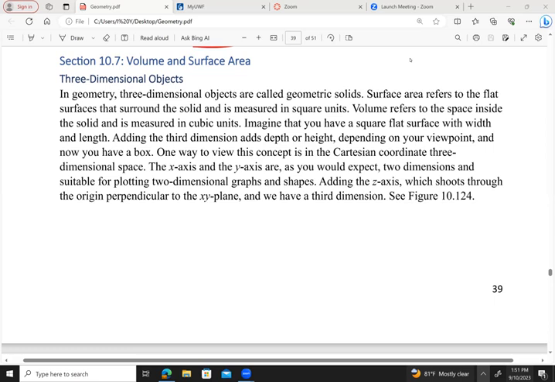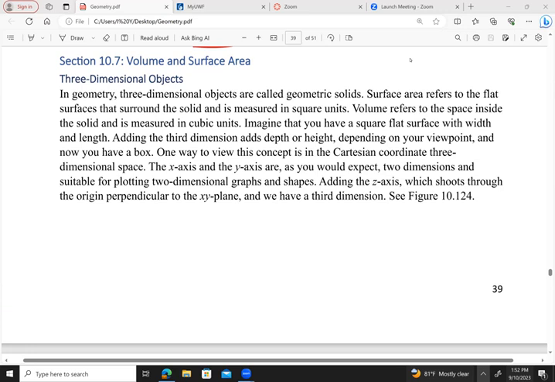Today we're going to look at section 10.7, volume and surface area. So, three-dimensional objects. In geometry, three-dimensional objects are called geometric solids. Surface area refers to the flat surfaces that surround the solid and is measured in square units. Volume refers to the space inside the solid and is measured in cubic units.